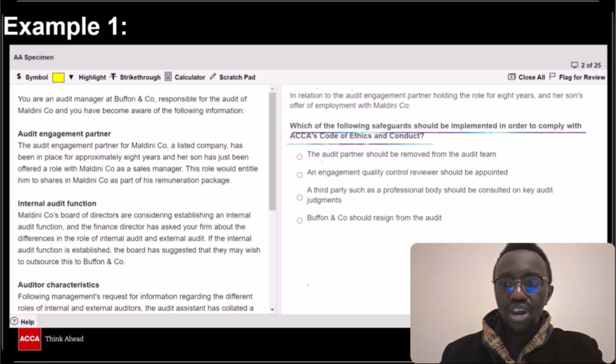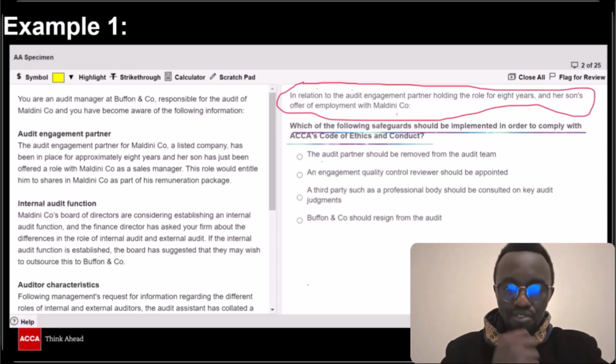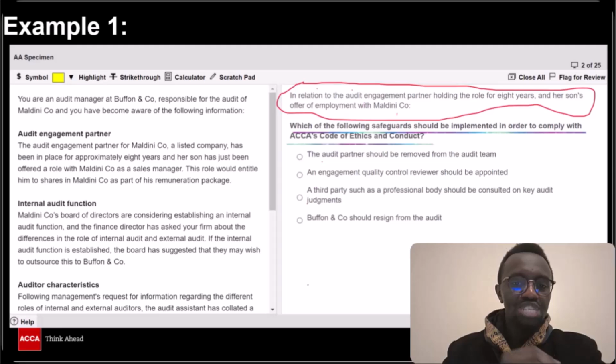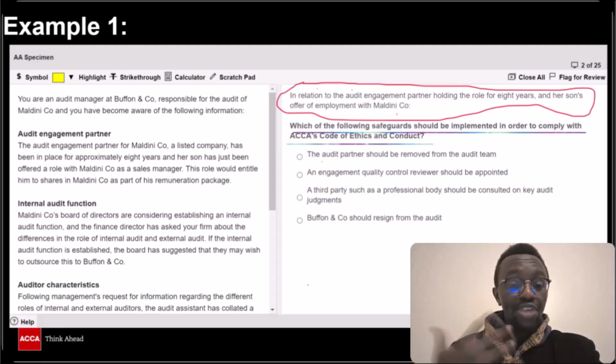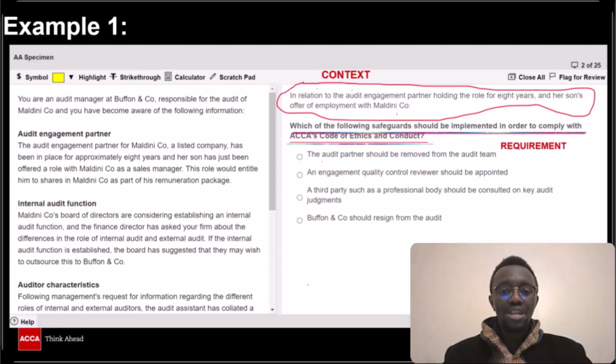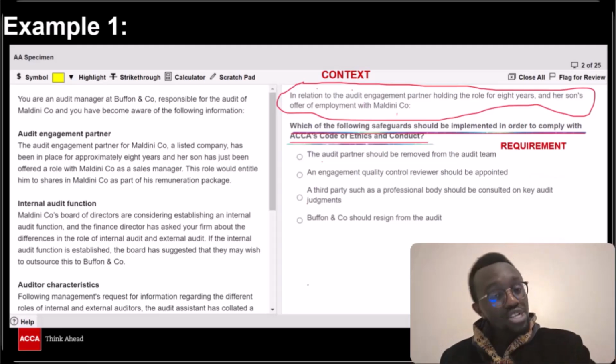Now, I want us to look at a few things. First and foremost, what do you see there? In relation to the audit engagement partner holding the role for 8 years and her son's offer of employment with Maldini Company. In relation. So what are they giving you? Context. How does this really help you? Well, before we can move on, we can now highlight the what exactly? The requirement. What are we being asked for? So I now know the context, but what is the requirement?